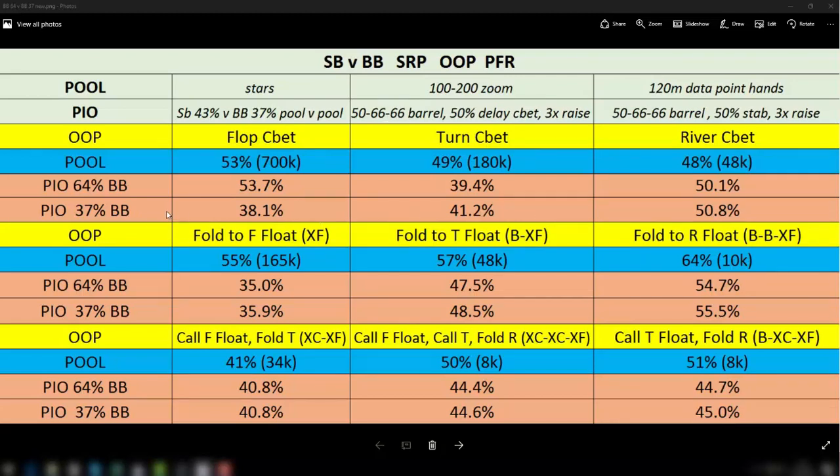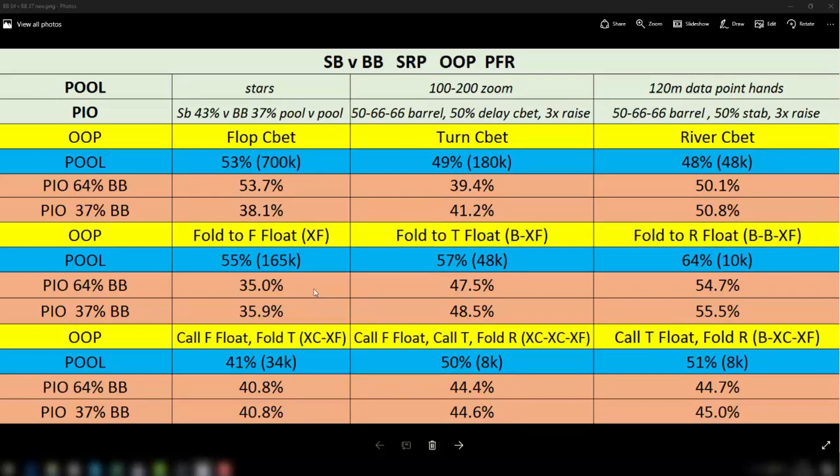The bottom of the two orange rows is where the big blind defends 37%. This is how PO would respond as the small blind. He'd c-bet the flop 38.1% against a 37% big blind pre-flop calling range. But what if, as an exploit to the post-flop hotspots we've seen, we want to defend a lot wider than that? If we defend 64%, then PO as a small blind is going to c-bet 53.7% into us. So a significant change there in how PO responds.